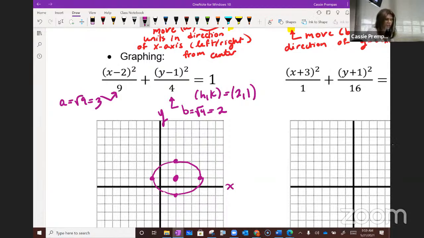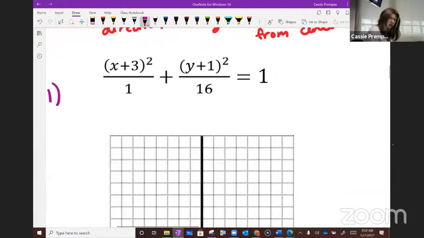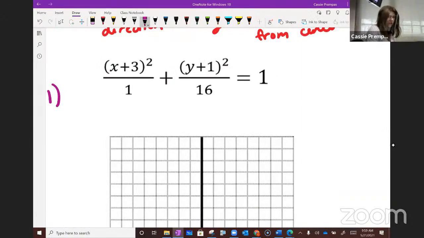All right, let's try it again. Actually, the first thing I would ask you to do is turn to your partner and tell them what the center is and the A and B value. I'd like the person with the most siblings in this group to share what the center and the A and the B value are.